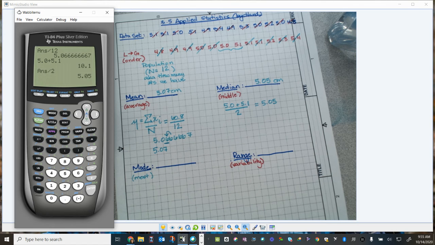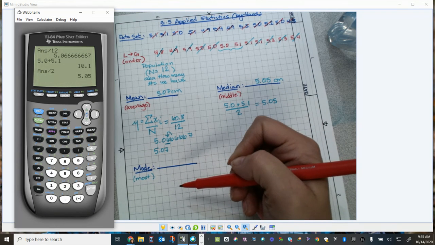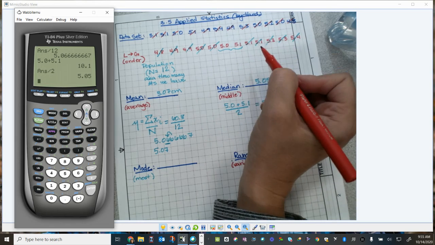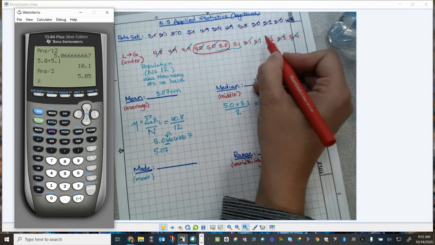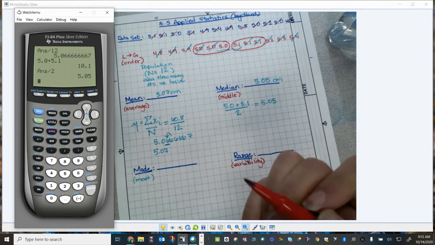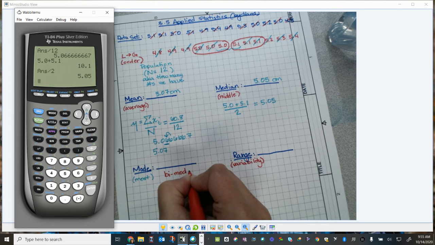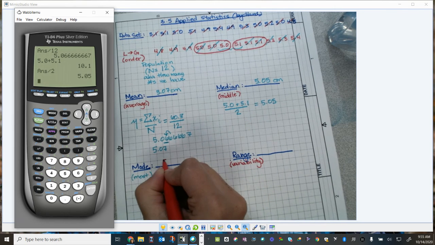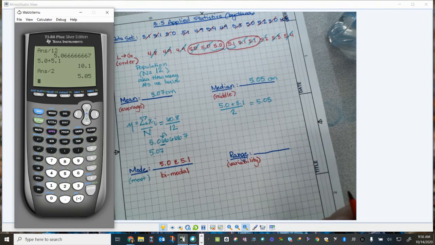Okay, the second to last one that we want to do is called mode. So I am looking for which of these numbers occur most often. And in this case, I have a few. I see that 5.0 occurs 3 different times, and so does 5.1. This is called bimodal. I have 2 modes, and that's completely okay. I'm going to list both of them. So 5.0 and 5.1 are both considered my modes. They're 2 of the numbers that occur most often.